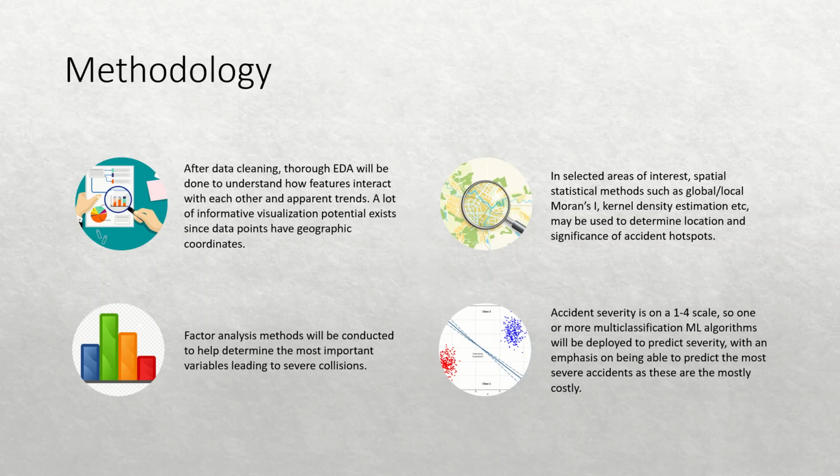And for discovering the determinants leading to these big accidents, I'm going to employ some factor analysis methods. And for the accident severity prediction, it's categorical data on a 1 to 4 scale. So I'm going to experiment with several multi-class classification algorithms to try to predict severity, with an emphasis on being able to predict the most severe accidents, as these are the most costly and the most important to be able to immediately warn commuters on the road.